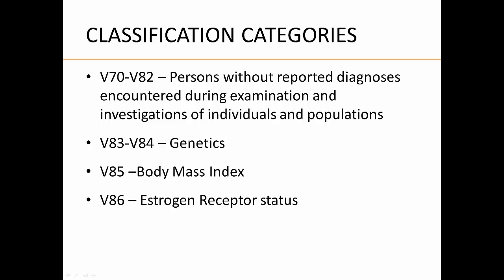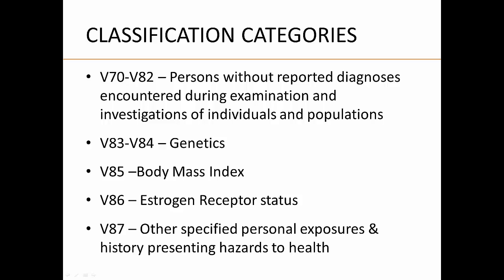Estrogen receptor status is when someone has been diagnosed with breast cancer. Please always remember to code the malignant neoplasm of the breast first. V87 is for exposure to a hazardous or toxic substance like uranium, dyes, or molds, possibly in the workplace, or a patient that may have a history of taking a drug that may compromise their immune system.